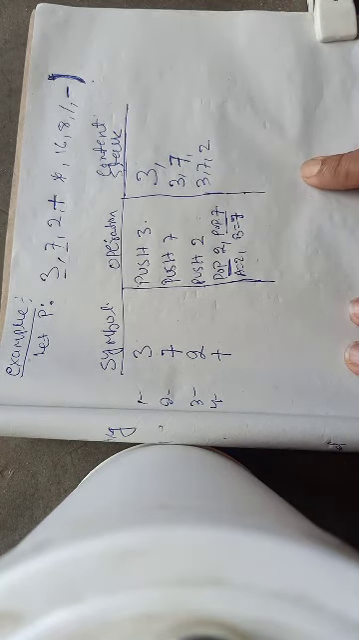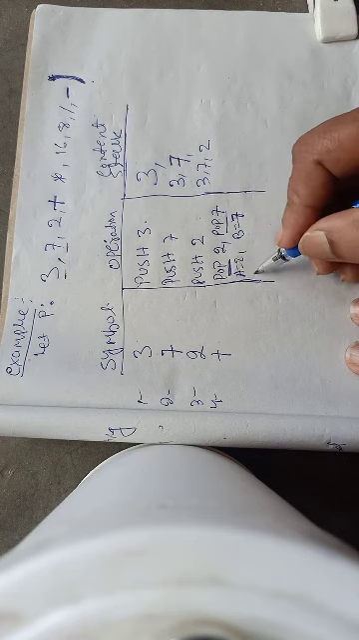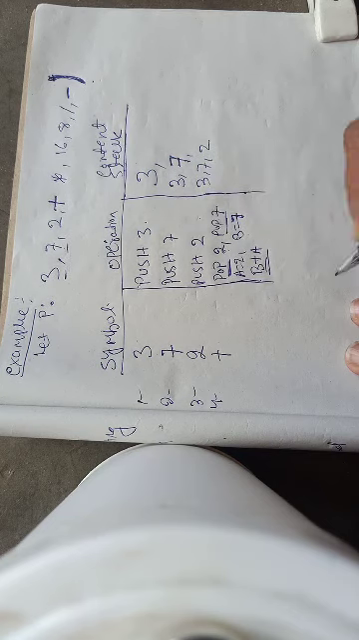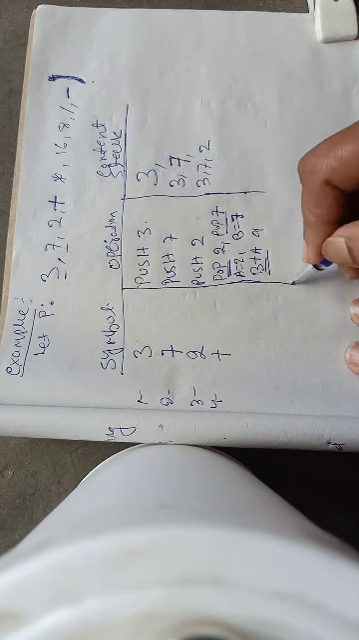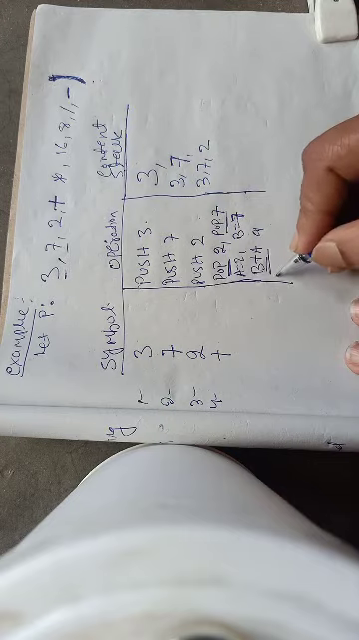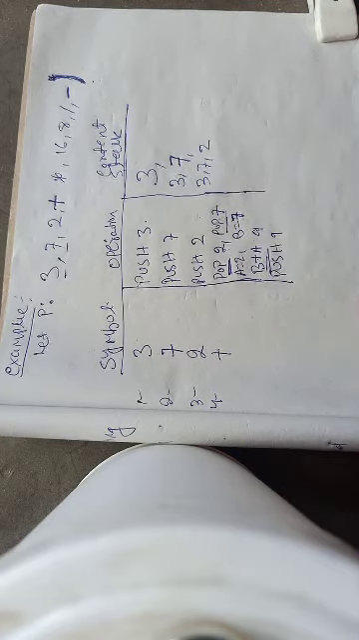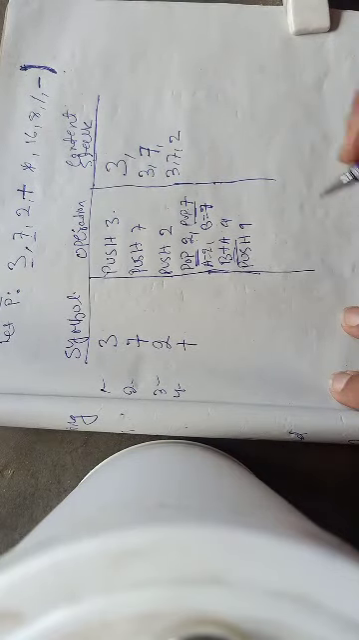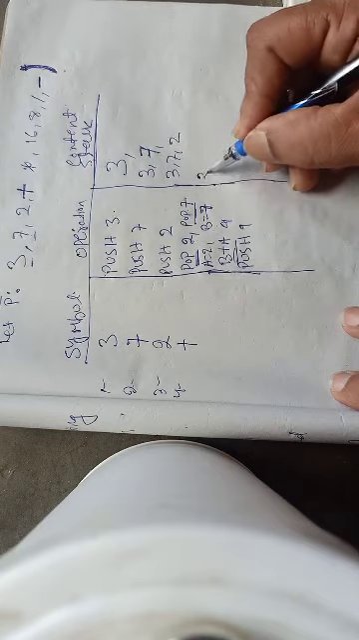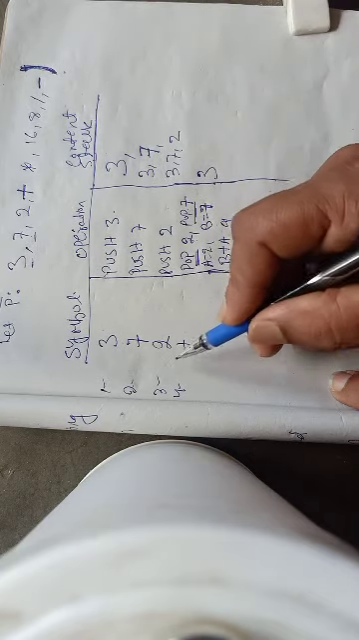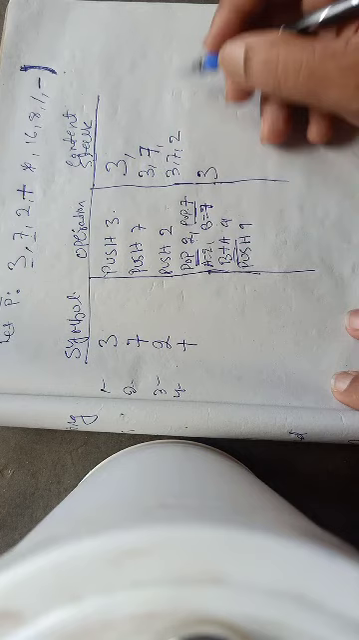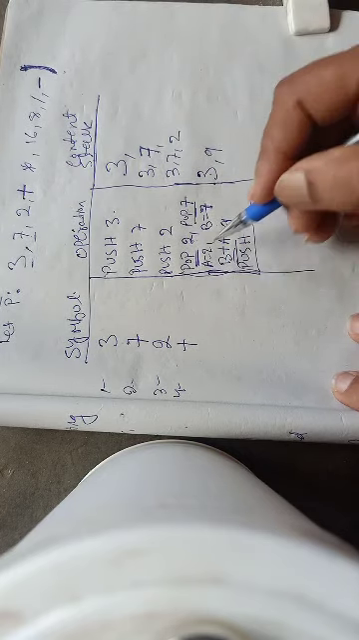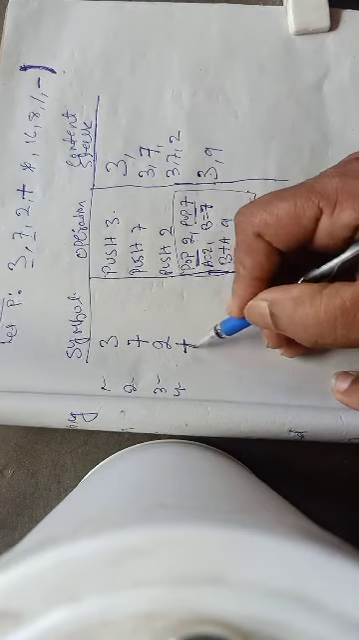Then we should apply the operation B plus A, which means 7 plus 2. What is the result? 9. And push 9. Is that clear? Now what is the content of the stack? 2 is removed, 7 is removed, now 3 and then we push 9. All these operations are due to the operator plus.